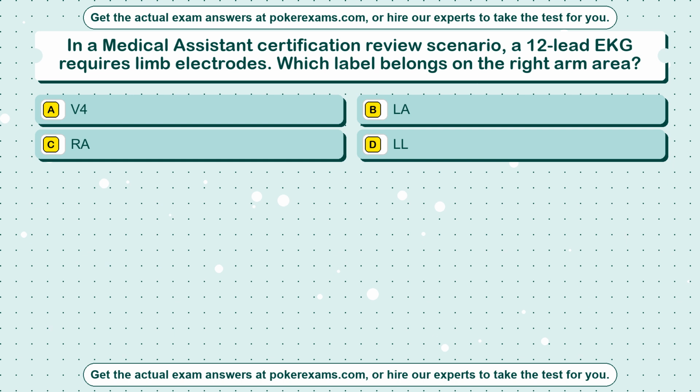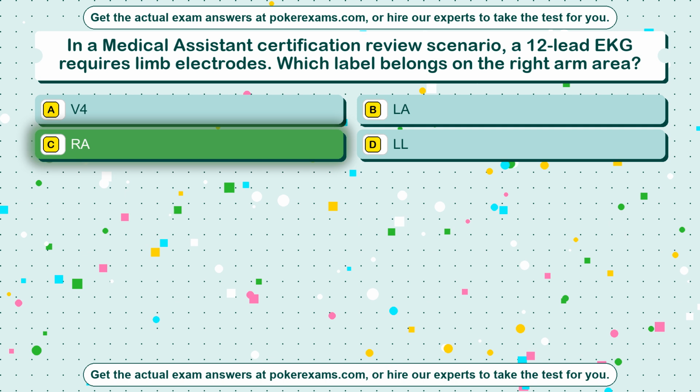Question 32. In a medical assistant certification review scenario, a 12-lead EKG requires limb electrodes. Which label belongs on the right arm area? Option A, V4. Option B, LA. Option C, RA. Option D, LL. The correct answer is option C, RA.